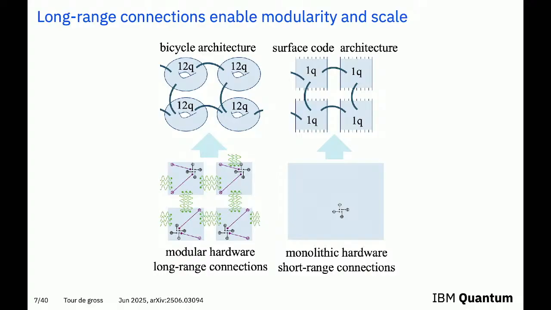If we additionally add long-range connections between chips, so those are so-called L couplers, we can combine them together to build a larger architecture. So we have gross codes, each of which encode 12 qubits, and then we connect them together using these L couplers into a large, scalable, sort of modular architecture.